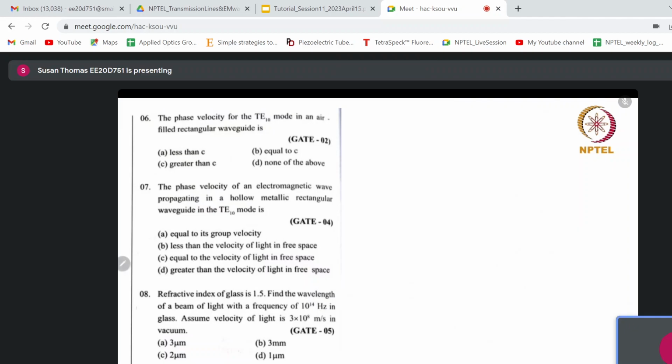Sixth question, it's again a repeated question. We can just go through it. Phase velocity for the TE10 mode in air-filled rectangular waveguide is always greater than c.